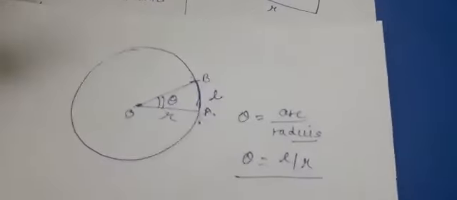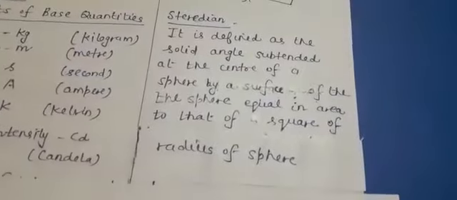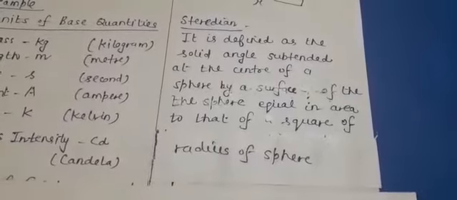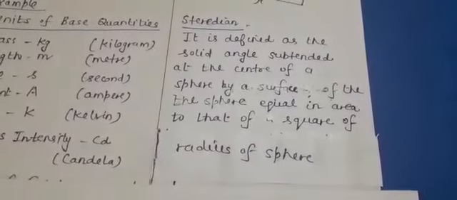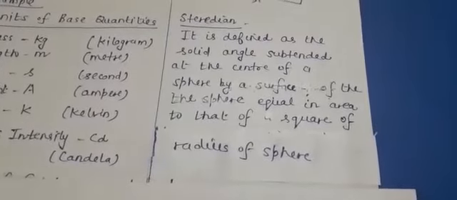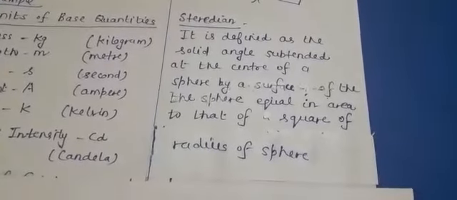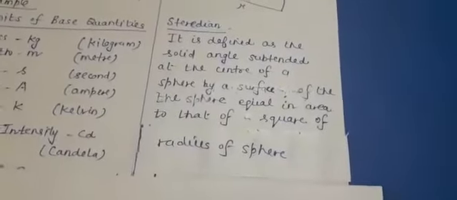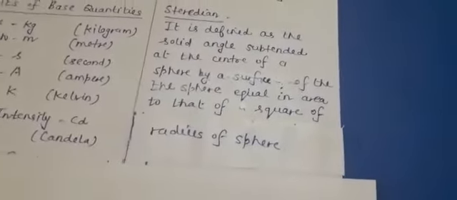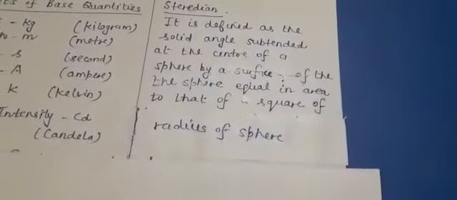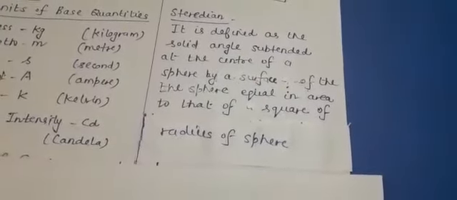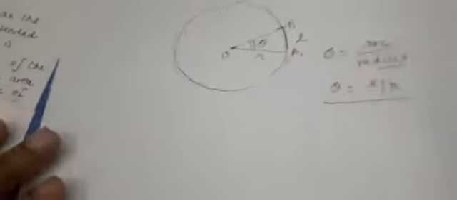Now next is steradian. Radian is the angle subtended at the center of a circle, and steradian is the unit of solid angle. So this is related to the sphere. You can imagine that a circle is a two-dimensional object we can draw on the paper or the board, but a solid object like a sphere cannot be drawn because its three-dimensional view cannot be shown. So how can we understand steradian?